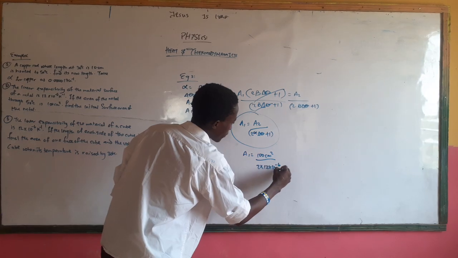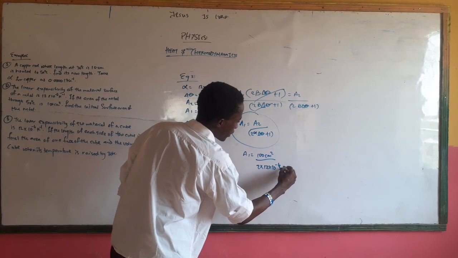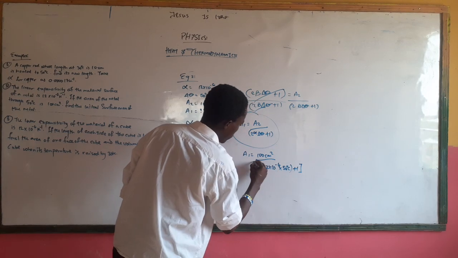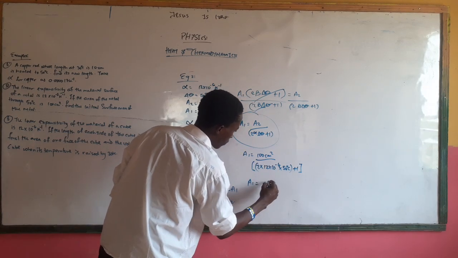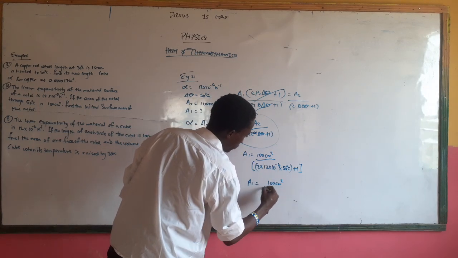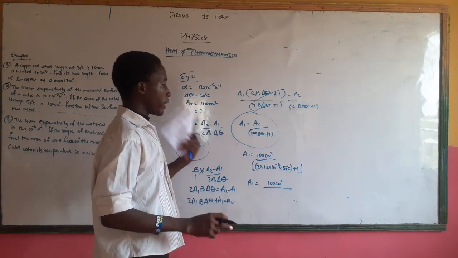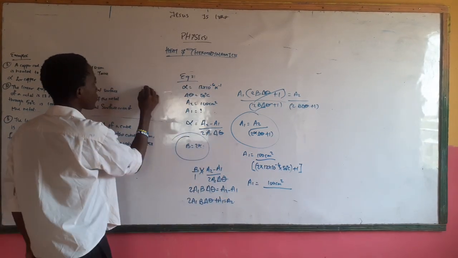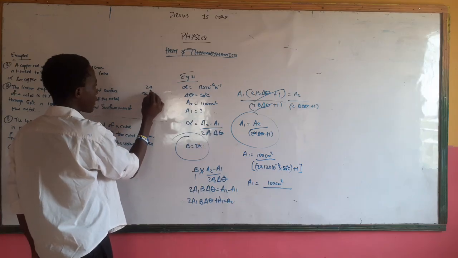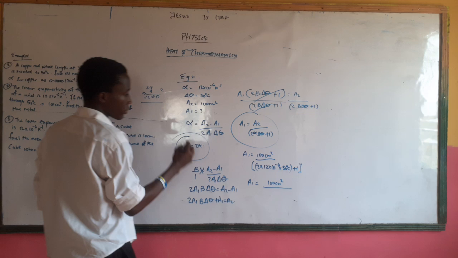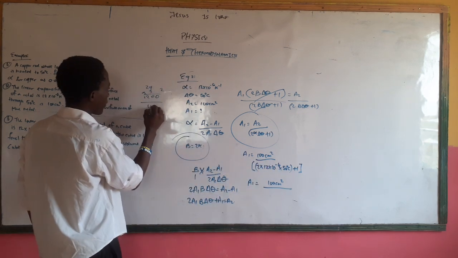Minus 6 multiplied by change in theta, that's 50 degrees Celsius, plus 1. Do we understand that? So we have A1 is going to be 100 centimeters squared over, so 2 multiplied by 12, that's 24. 24 multiplied by 50, let's check that. 24 multiplied by 5, that's 120. So 1200 divided by 10 to the power of 6.